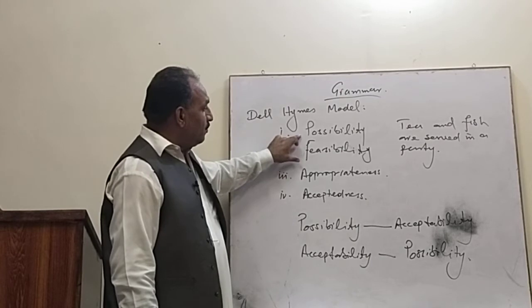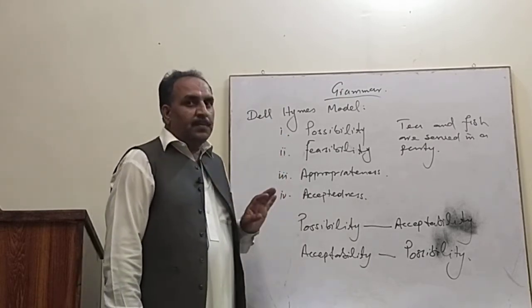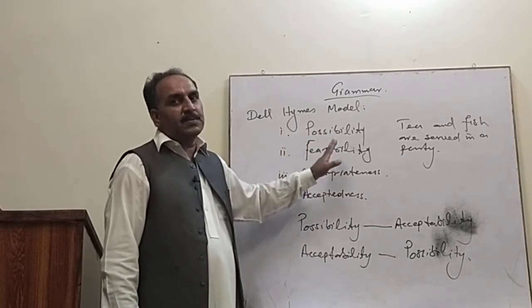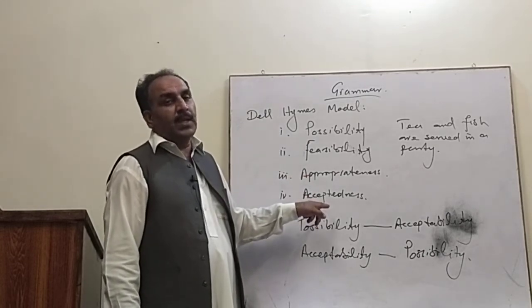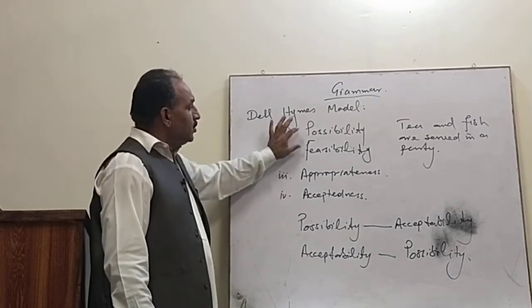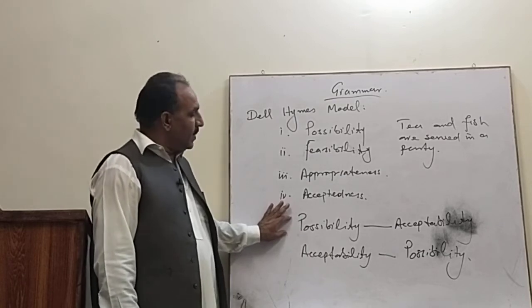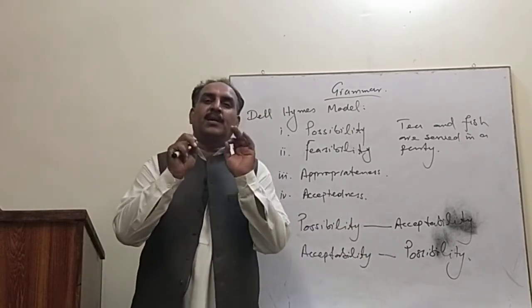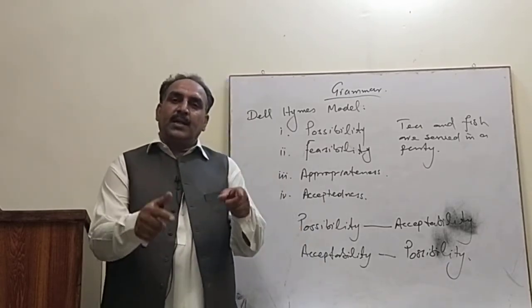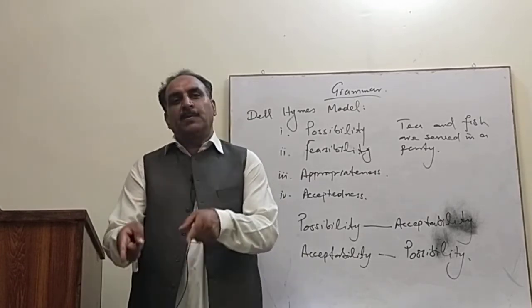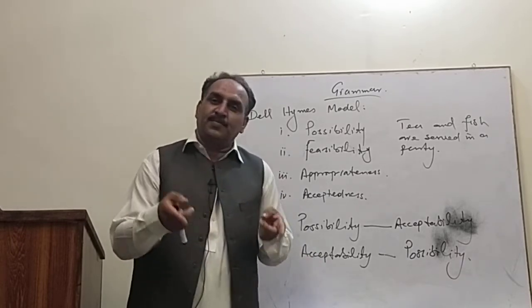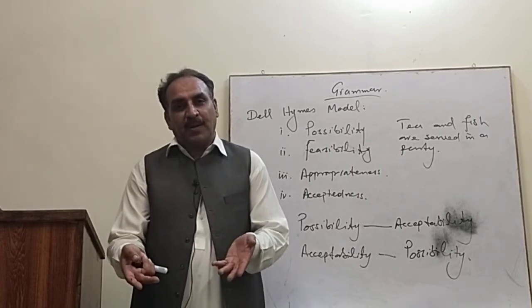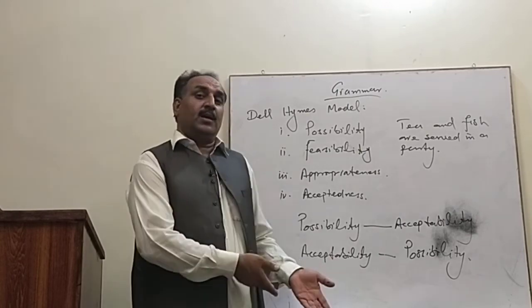Then we come to possibility and acceptedness. Feasibility and appropriateness, feasible and possible are one thing in broader terms, because a thing is feasible when it is possible. And a thing is appropriate when it is accepted, and when it is accepted, it is appropriate. Now these two and these two we bring together. So possibility is acceptability, and acceptability is possibility. The simple grammar rule in any language is that anything that is possible in a society is acceptable in that society, and anything that is acceptable is possible.